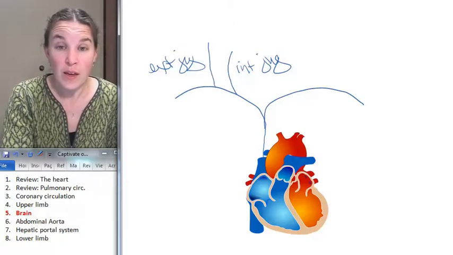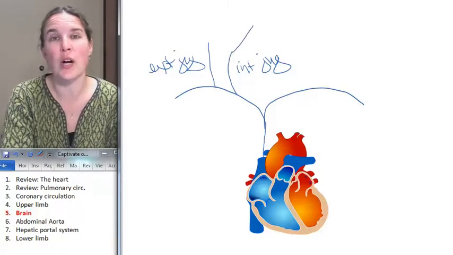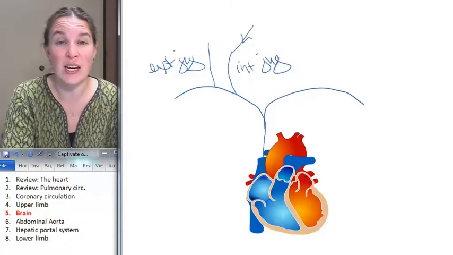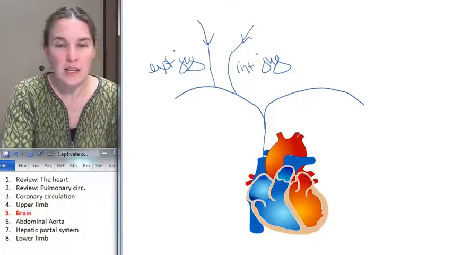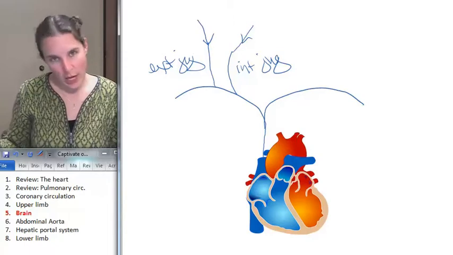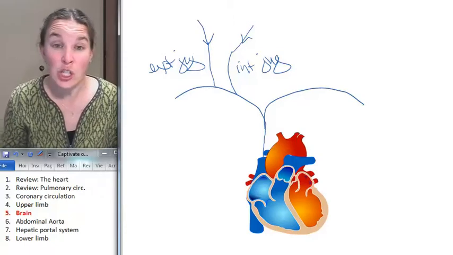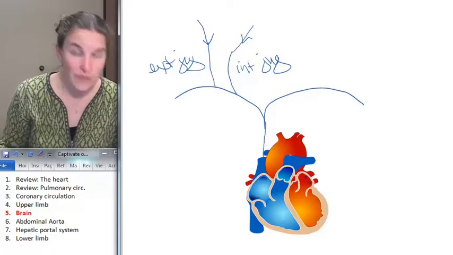And the interesting thing, these are specific vessels. What do you think the internal jug drains? Because remember, blood is draining here. The internal jugular vein drains your brain. The external jugular vein drains your face.